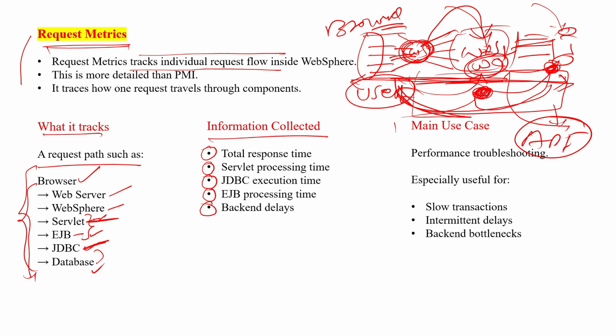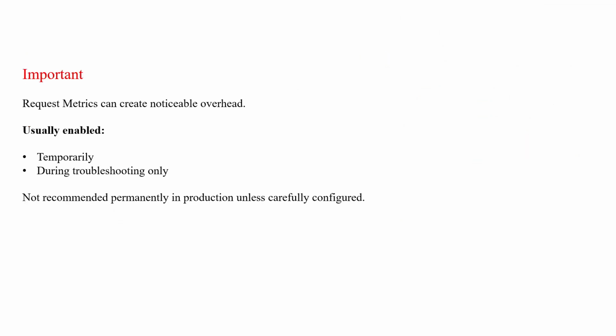So what is the main use case? Performance troubleshooting, especially slow transactions. If the transaction is getting slow, like the case we have discussed, or maybe you feel that the response is very slow. Some intermittent delay: sometimes you get a good response, but sometimes the response gets delayed. There could be some bottlenecks in the backend systems. In these situations, we can enable request metrics to track the end-to-end path of a request to understand where exactly it is taking a long time.